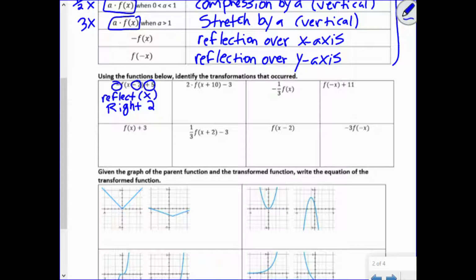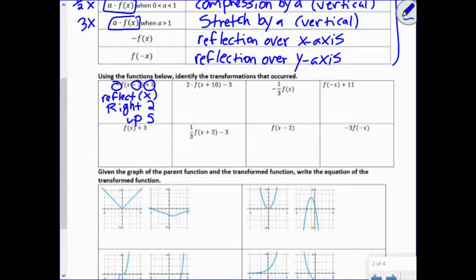Then we have 5 at the very, very end. What happens when you add 5 at the very end? Up. Up 5. Inside the parentheses is left versus right. At the very, very end is up versus down. Okay? That's our first one.